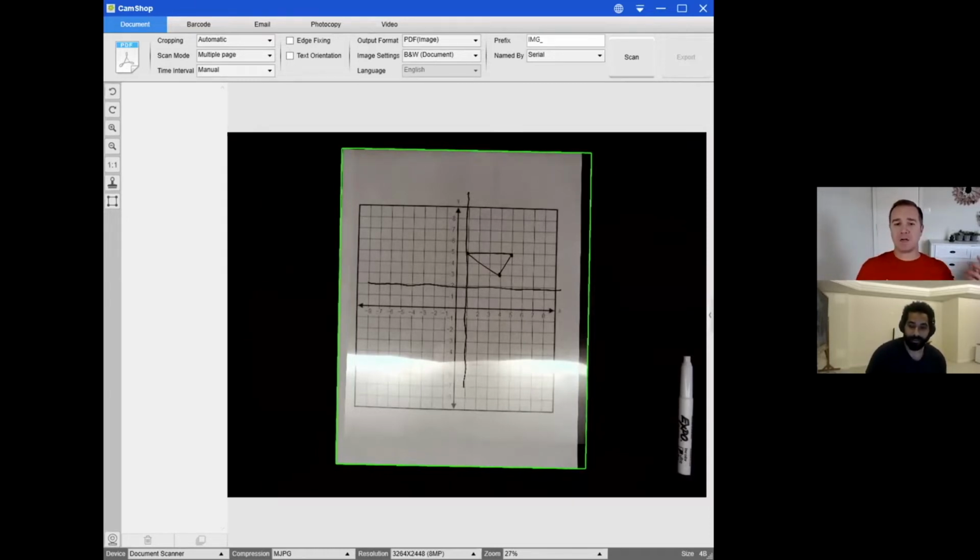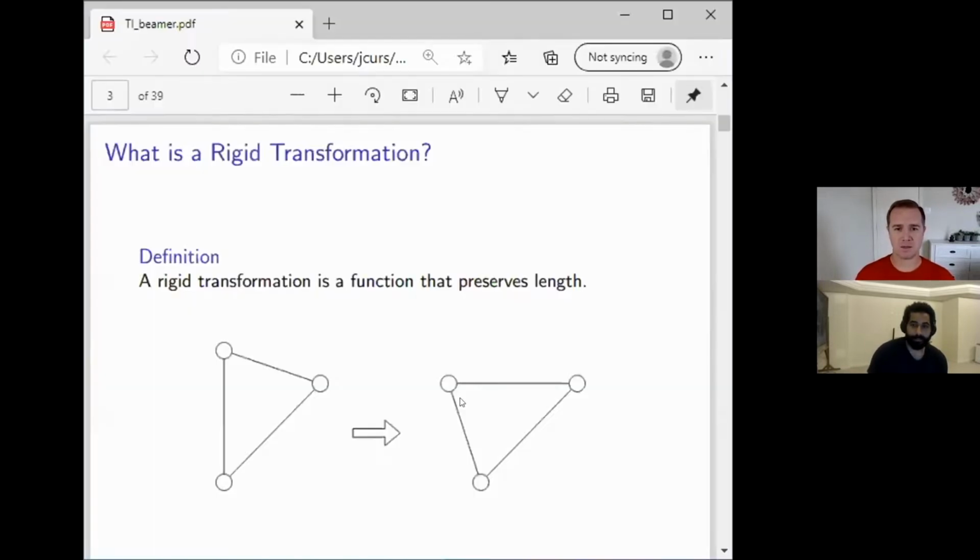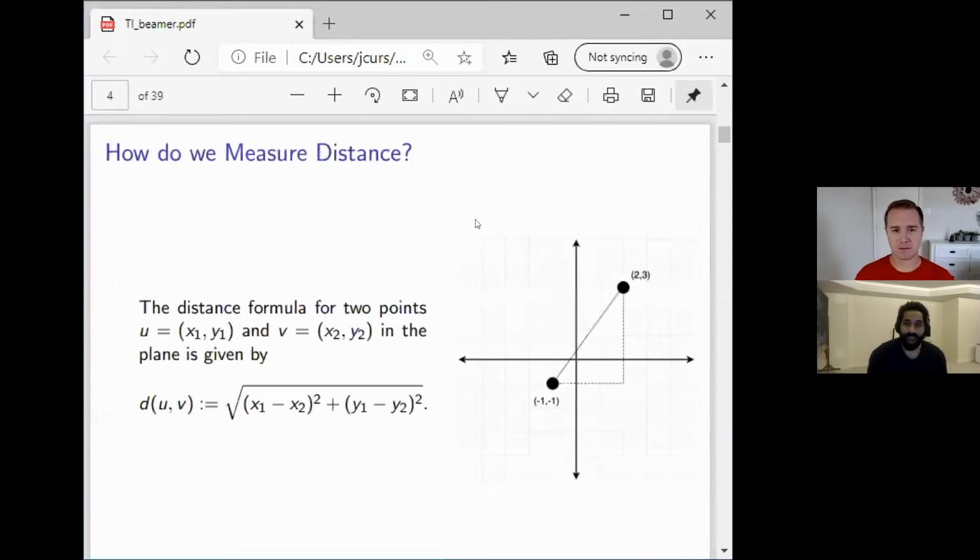Now, one thing you mentioned is that it preserves distance. So I'm thinking we probably need to talk a little bit about how we even measure distance, right? What is distance, and how do we measure it? Yeah, absolutely. If I go back to our PowerPoint, I just want to refresh you on how we measure distance and remind you of the distance formula.